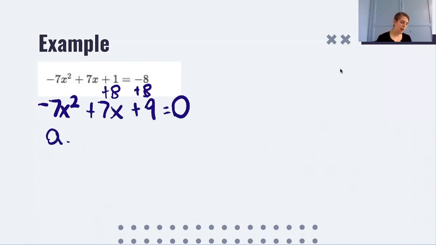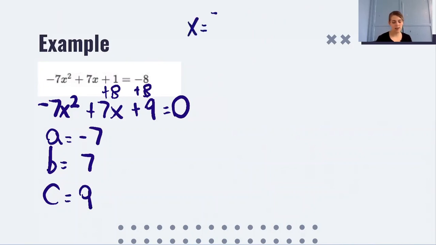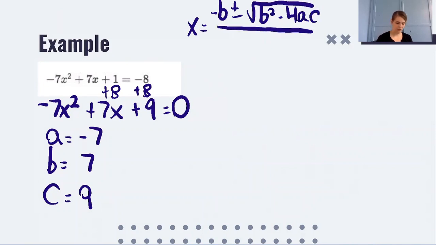Then I'm going to label my a, my b, and my c. A here is negative 7, B is positive 7, C is positive 9. Now I'm going to set up my equation. So x is equal to negative b plus or minus the square root of b squared minus 4ac, all over 2a.